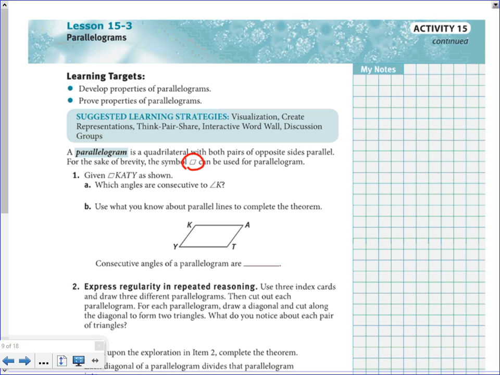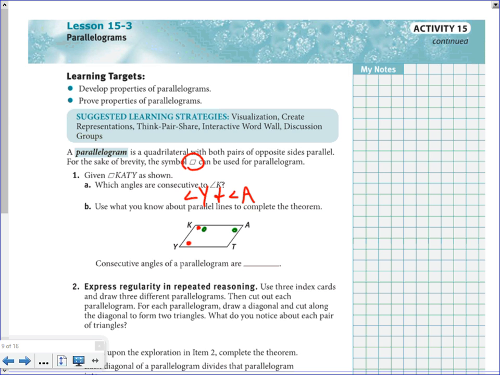So they give us a parallelogram, KATY, and they ask which angles are consecutive to angle K. So in lesson 15.1, we talked about consecutive angles. Those are ones that are right next to each other. From angle K, angle Y is consecutive, and angle A is consecutive. They are adjacent to, they are right next to angle K.